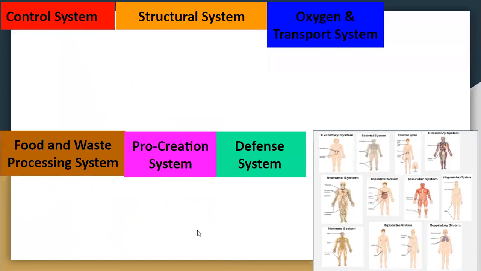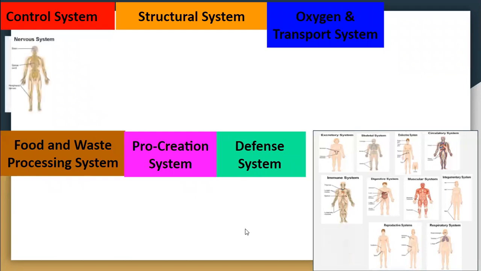Okay, let's see if we can figure out and remember where things go. Control system. Look over here on the right. Name one of the systems that's a control system. Did you say nervous system? Good. What's another control system? Did you say endocrine system? Good for you. Remember, endocrine systems are your glands, your nervous system are your nerves.